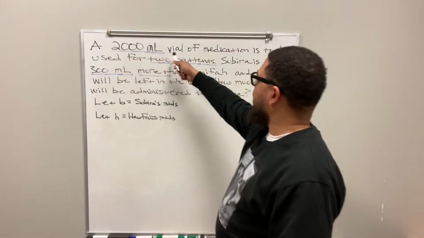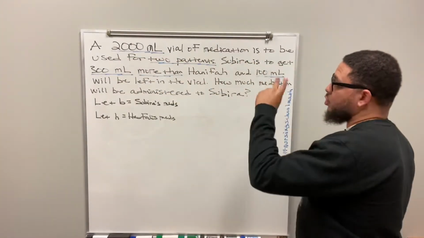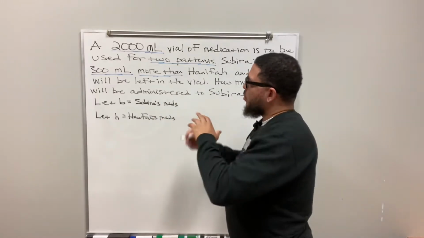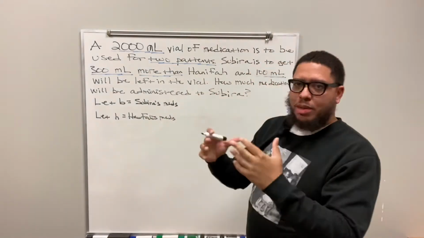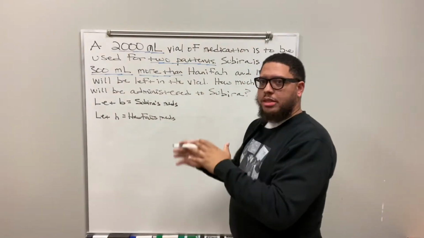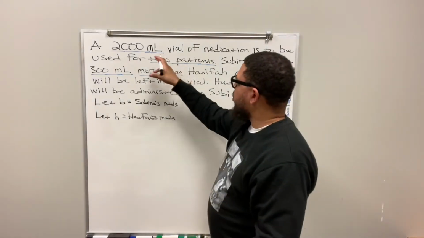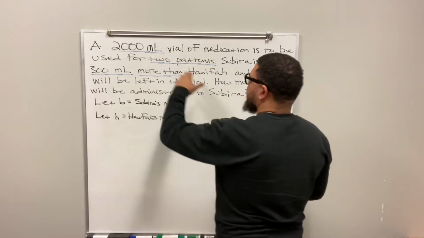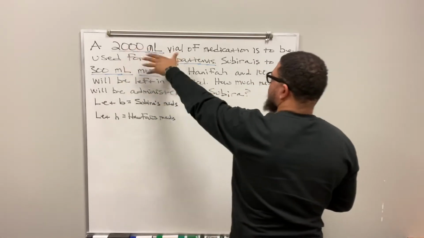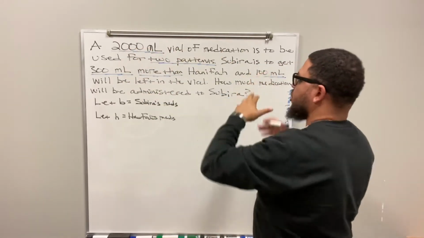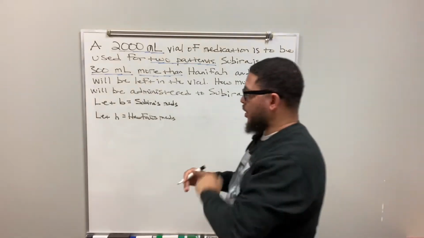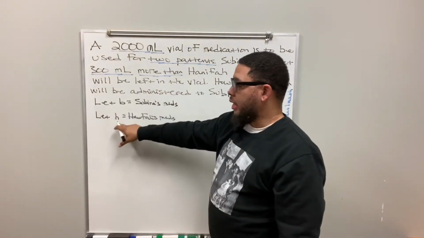A 2,000 milliliter vial of medication is to be used for 2 patients. So remember I said we got 2 patients and we got 2 pieces of information that's related to the 2 patients or the 2 elements in this particular problem. So I know that there's a 2,000 milliliter vial of medication. It's going to be used on the two patients. Who are the two patients? Letter B and letter H.